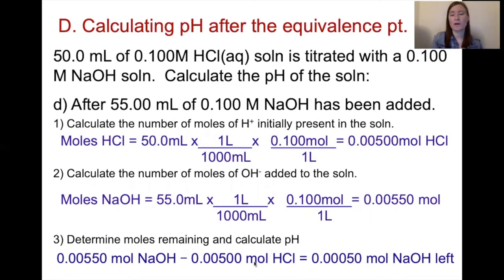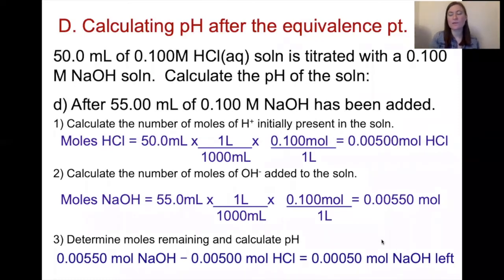And so the 0.005 moles of acid is going to completely react and use up that much base. And so we're going to have leftover 0.0005 moles of base because all the rest of it got used up. That's how much we have left over.